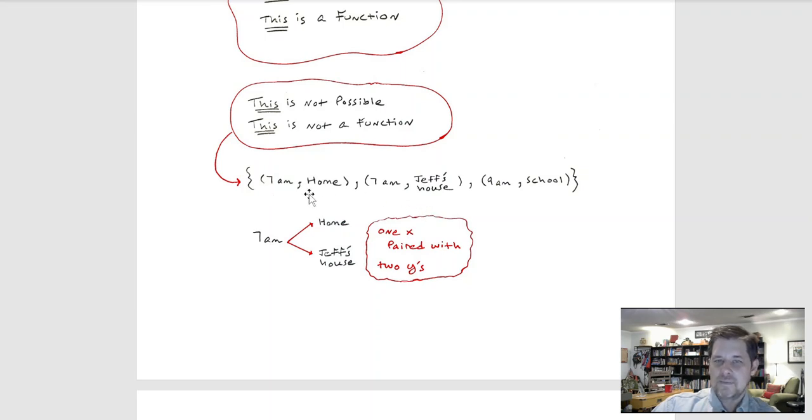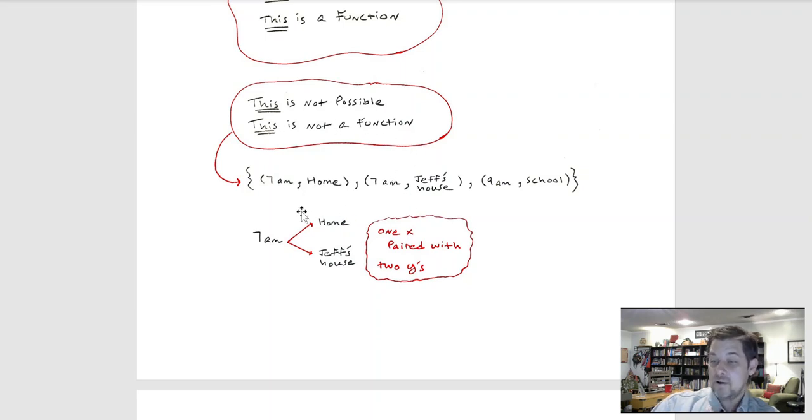Well, so two things about this. First thing is, this is impossible. How can any person be at two different places at any one time? How could you be at 7 a.m., you're at home, and at 7 a.m. you're also at Jeff's house, assuming that Jeff's house is some other place besides home, right? Okay, that's impossible. But that's also not a function, right?